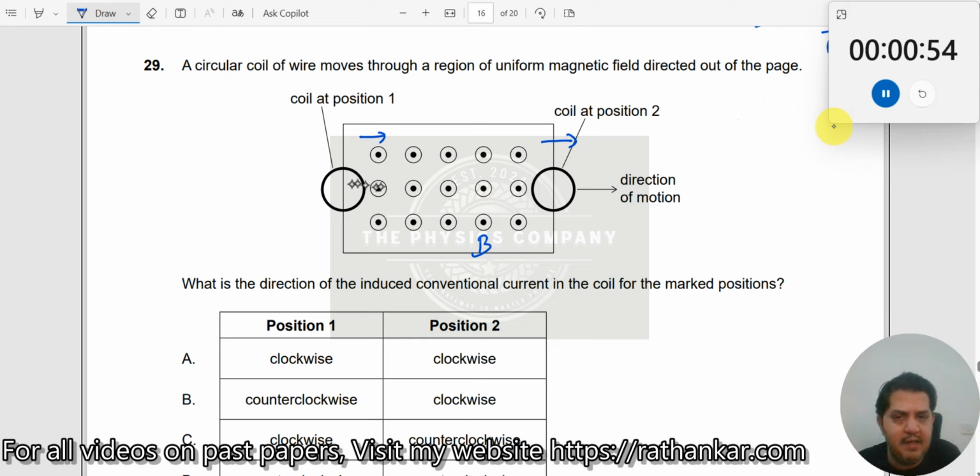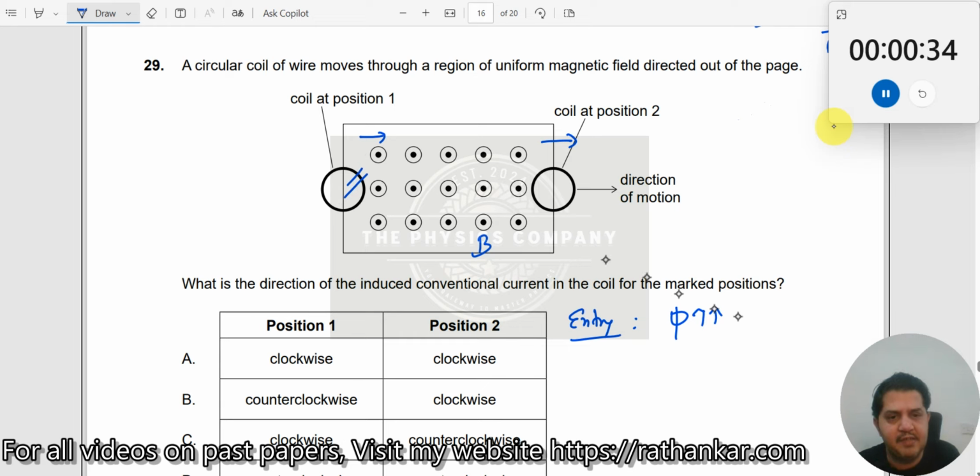See, when the coil comes inside, there's an increase in magnetic flux, right? Let me write it down. At entry, what will happen to the coil? Coil will experience a magnetic flux increase. When magnetic flux increases, the coil doesn't like it, right? It is according to Lenz's law. It says, okay, I don't like it, so I'm going to oppose this.